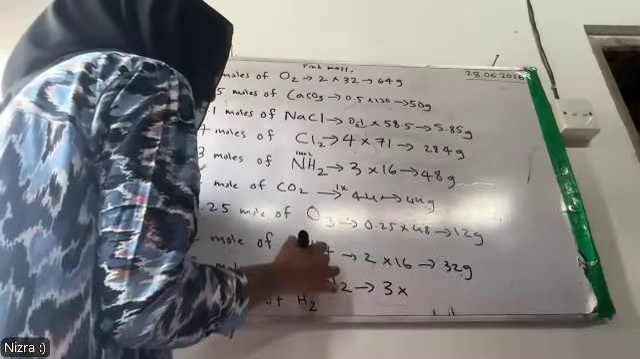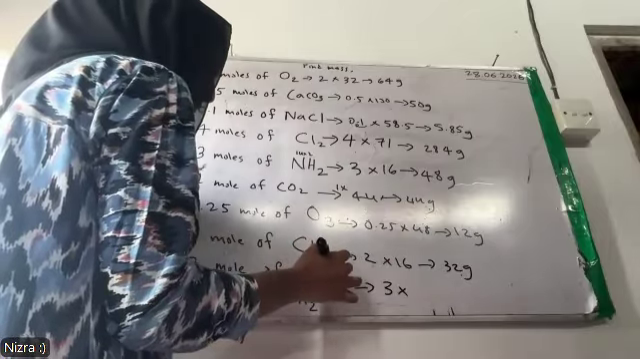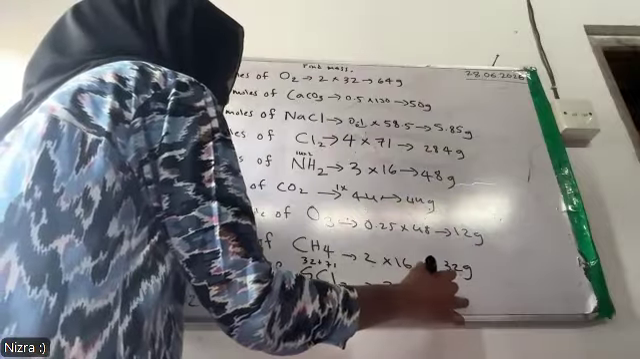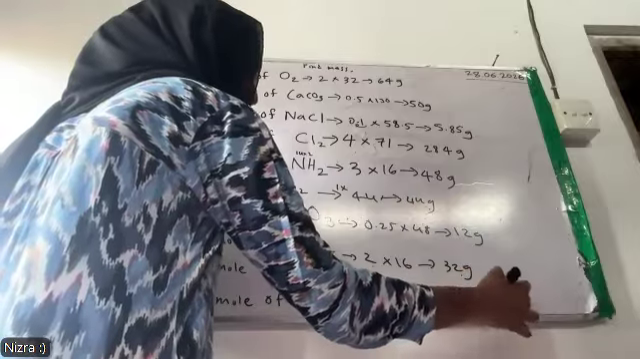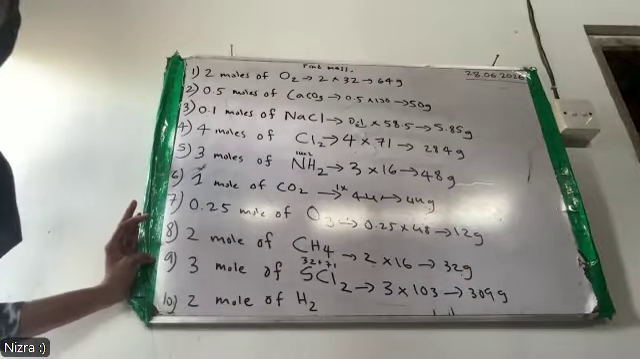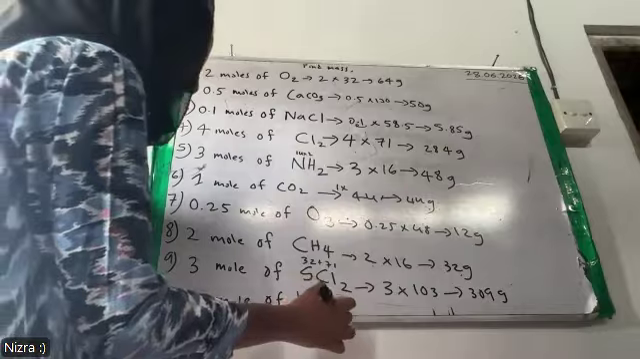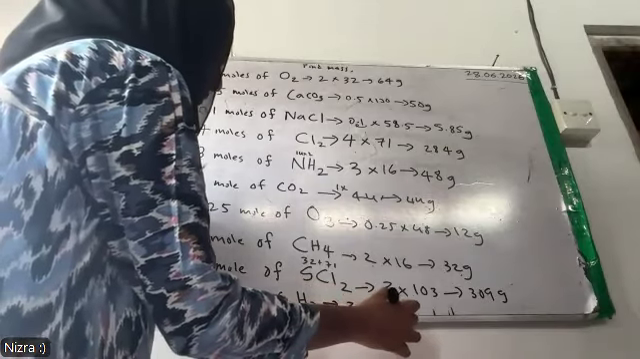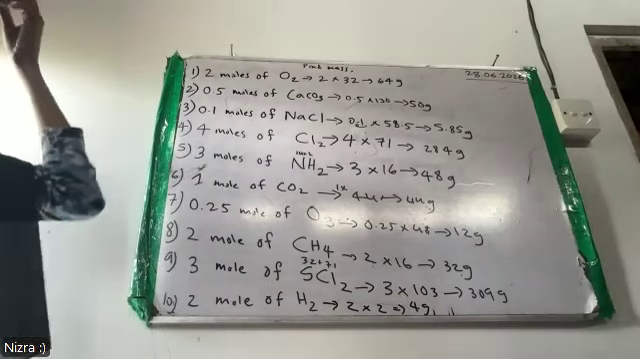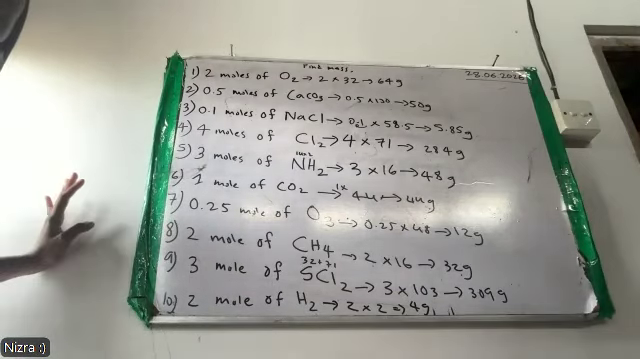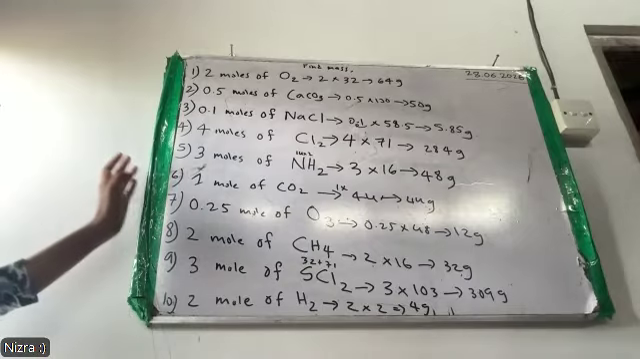Here 3 into 103. 309 grams. The ninth one. Next one. 2 into 2, no? 4 grams. So this is how you calculate the mass.